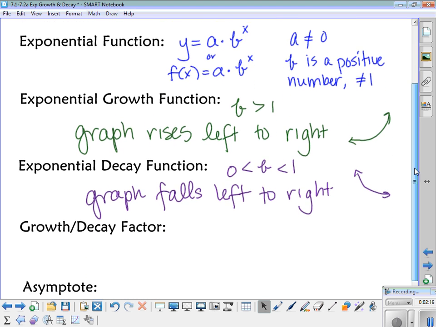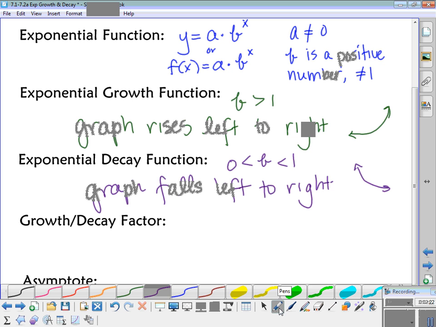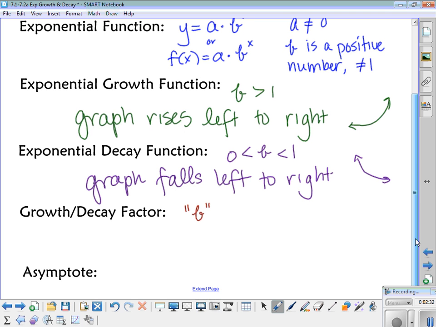So with an exponential function, we have either a growth or decay factor, depending on which type of function it is. And that's just the base, b. That's your growth or decay factor. And then finally, an asymptote is a line that the graph gets closer and closer to, but never quite reaches it.